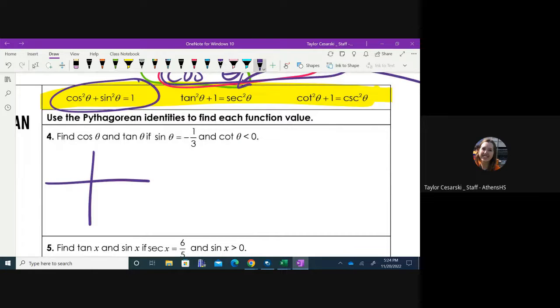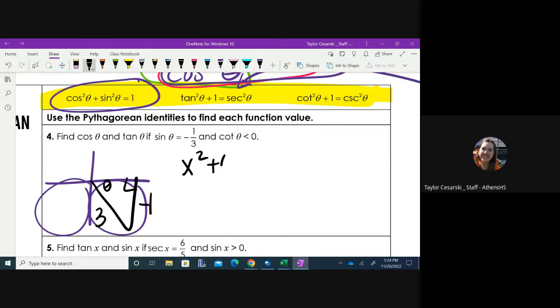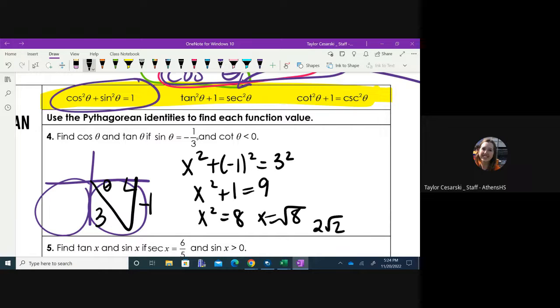We first need to figure out the quadrant. So it says sine is negative, which means our y is negative, and cotangent is also negative. So that means I'm going to live in quadrant number 4. All right, sine is -1/3, which is opposite over hypotenuse. Hypotenuse is always positive, so that means the 1 is negative. I also know the 1 is going down. I'm going to use Pythagorean theorem to find the third side. And when I simplify that, I get 2 square root 2.